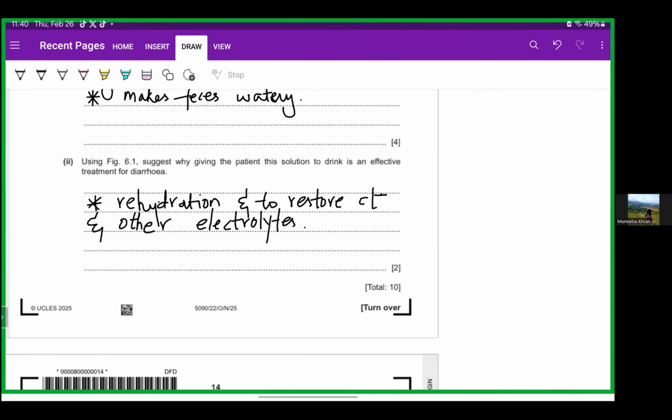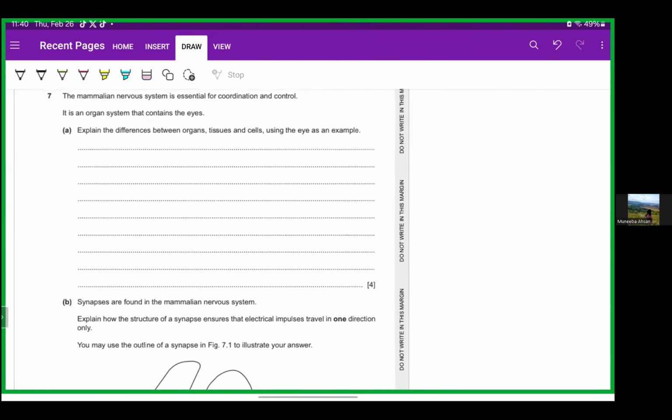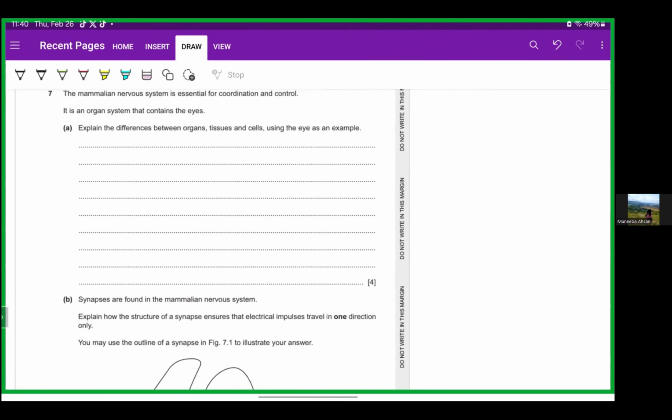Okay, now the last question. The mammalian nervous system is essential for coordination and control. It is an organ system that contains the eyes. Explain the difference between organs, tissues, and cells using the eye as an example. So in this question, it is a very basic thing: you need to write the definition of cell, tissue, and organ. One could not ask for an easier question than this, right? However, you have to be careful that you use the eye as an example.